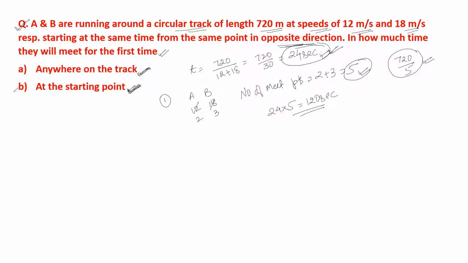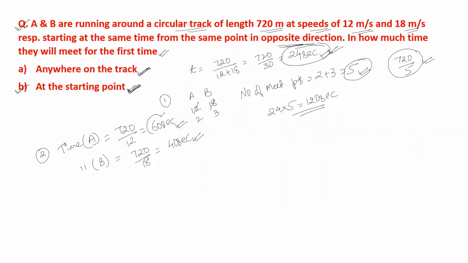Now let us see the LCM method to find the time to meet at the starting point for the first time. Time taken by A to complete the track completely would be simply 720 upon 12, that is 60 seconds. So that means after every 60 seconds, A will be at the starting point. In a similar way, time taken by B to be at the starting point would be simply 720 upon 18, which would be 40 seconds.